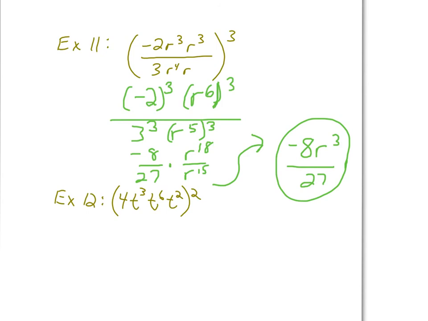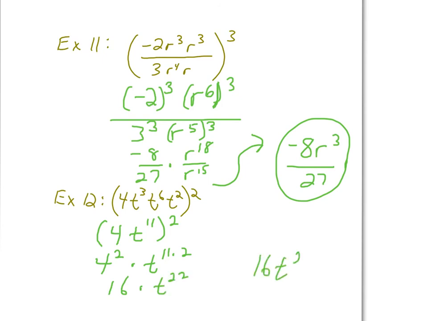Number 12, I'm going to simplify inside the parentheses first. All those t's just boil down to, if I add the exponents, t to the 11th power, all that's squared. So I've got 4 squared times t to the 11 times 2. So that's 16 times t to the 22nd, or 16t to the 22nd.